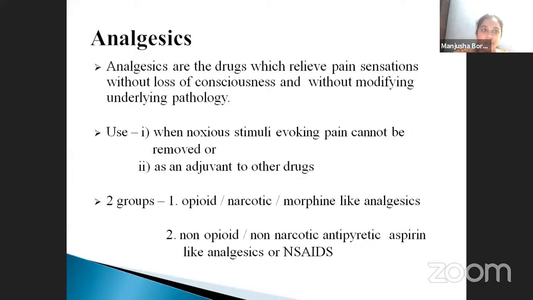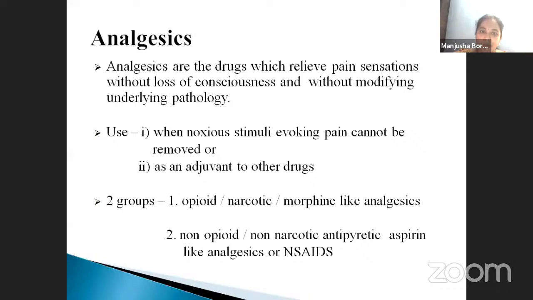The most important topic is the analgesic. The LAQ is most frequently asked from this topic, analgesic. Analgesics are the drugs which relieve the pain sensation without loss of consciousness and without modifying the underlying cause.